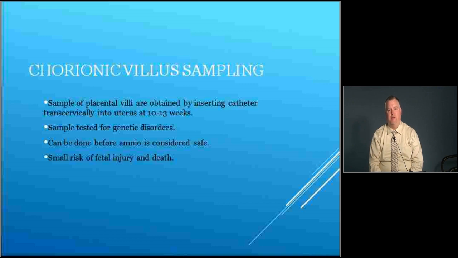Chorionic villus sampling, or CVS, is where we obtain a sample of placental villi by inserting a catheter transcervically into the uterus at about 10 to 13 weeks. A sample is then collected for genetic testing, and it can be done before an amnio is considered safe, so it can be done earlier than an amnio. And there is a small risk of fetal injury and death from doing that, so the patient gets counseled on those risk factors.